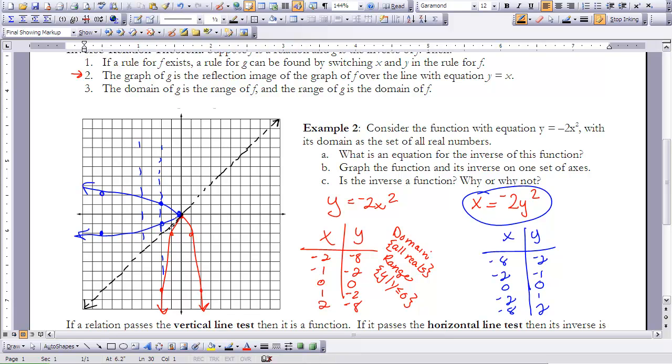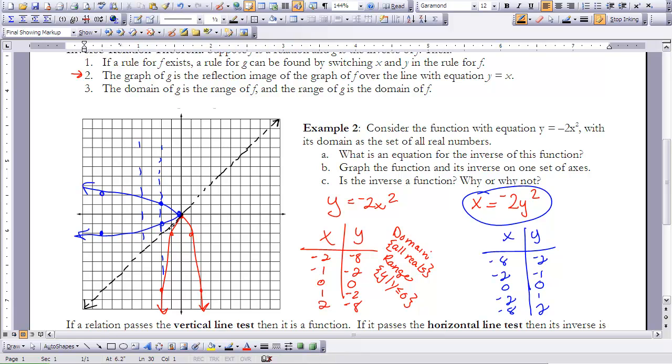You can see that these are definite reflections of each other over the line y equals x. So the last part of this inverse relation theorem is that the domain of g is the range of f, and the range of g is the domain of f. So if you look at this, we already said the domain of this is all reals, and the range is the values for y which are less than or equal to 0.